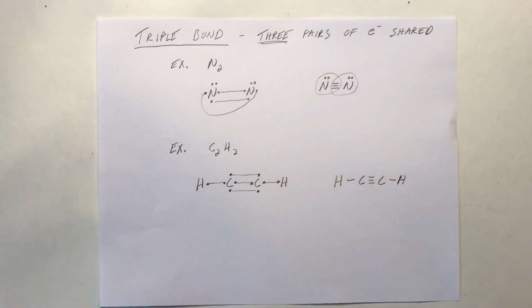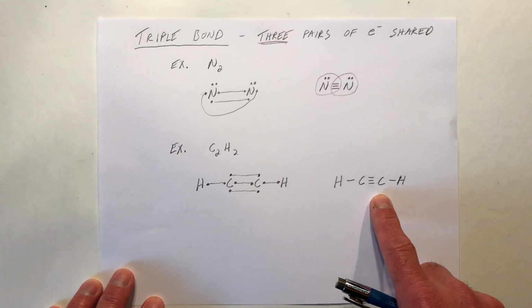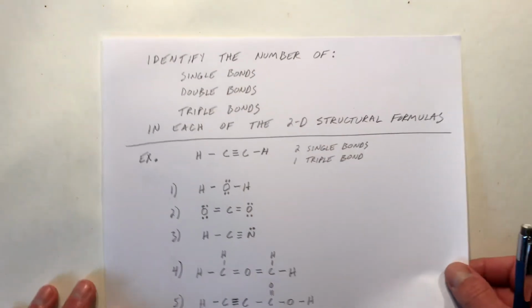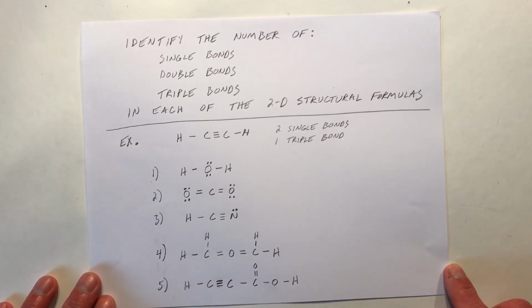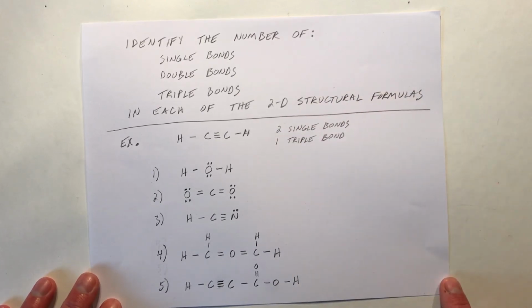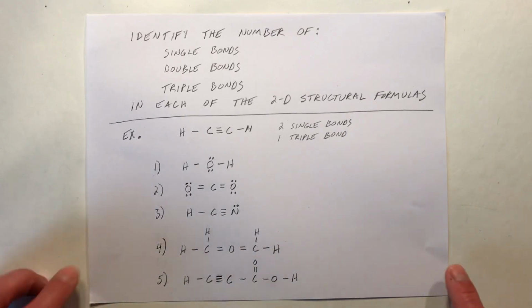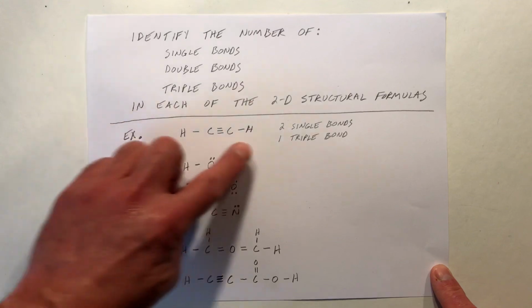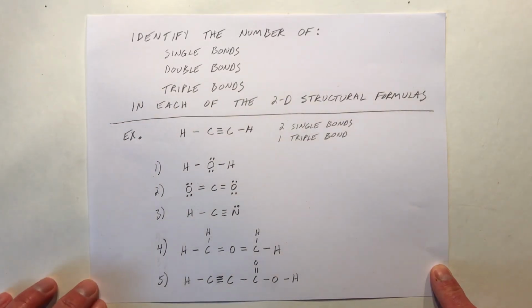Now we're going to practice connecting the dots like this and making these 2-dimensional structural formulas. But that's not what I would like to focus on right now. What I'd like to focus on right now is just identifying the number of single, double, and triple bonds in each of the 2-dimensional structural formulas. If you understand what we went through in this video, you should be able to, looking at these structural formulas, identify the number of single, double, and triple bonds that exist in each molecule.